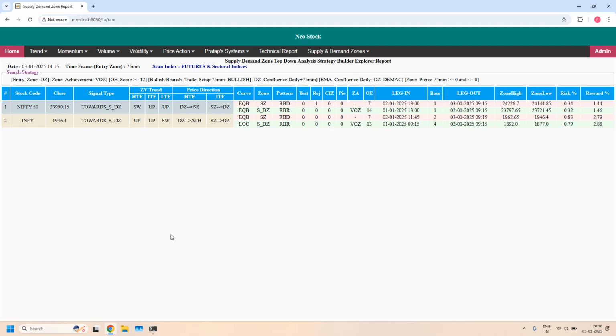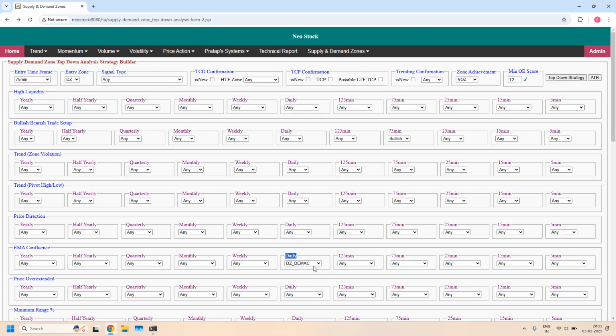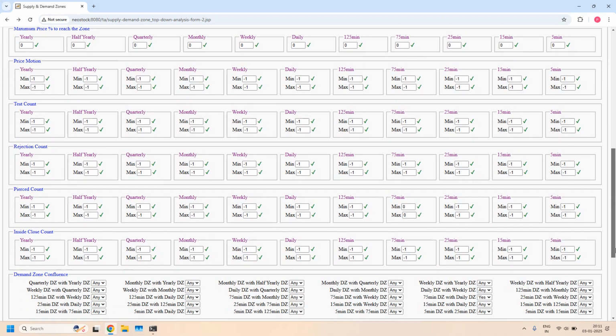Okay, next let us add LTF, ITF, HTF zone confluence. Removing EMA filter. So in the demand zone confluence, 3 filters we have to add. First filter is already enabled. Second filter, 75 with weekly zone confluence. Daily demand zone with weekly demand zone confluence.